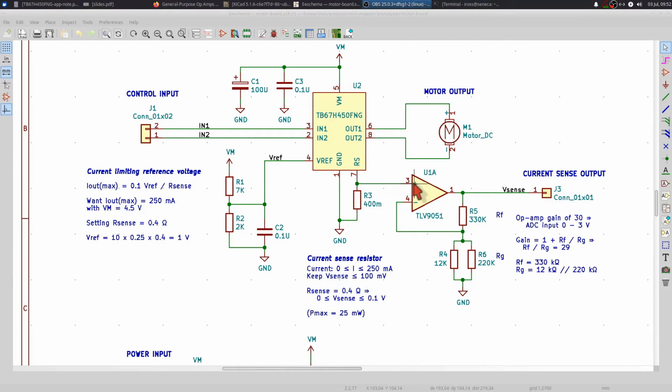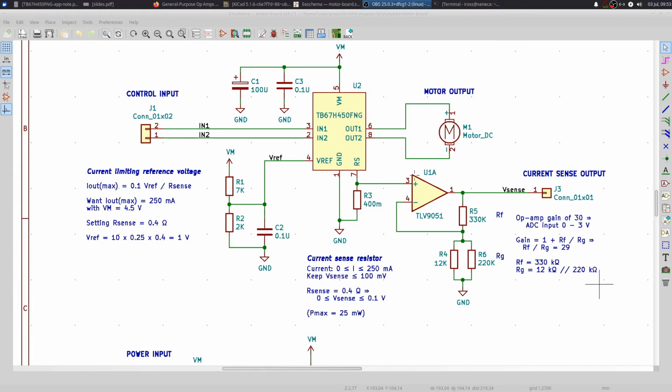So the first thing we need to do here is to select an op-amp for this. This circuit is a very simple low-side current sensing. There are lots of more sophisticated approaches that do the current sensing up here on the high side of the motor, but since the motor driver has a current sensing resistor on the low side anyway, we're going to do the sensing on the low side here.